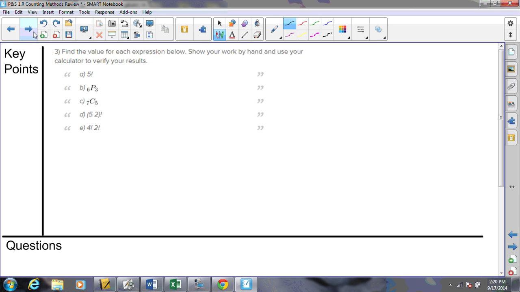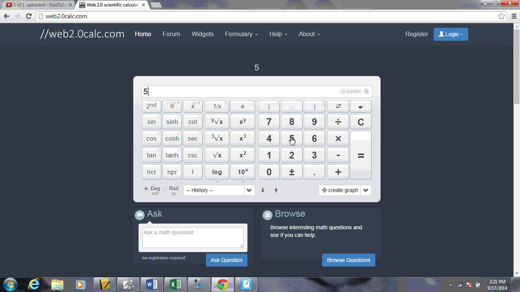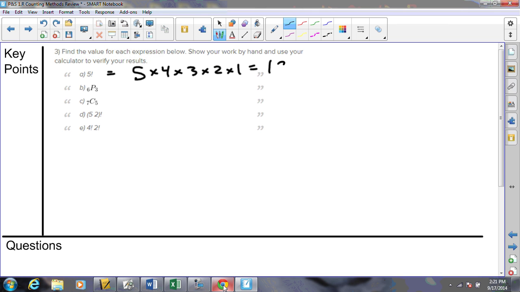Our third question. Find the value for each expression below, show your work by hand, and use a calculator to verify your results. So, 5 factorial. How do you do 5 factorial? 5, 4, 3, 2, 1. And when we multiply all those things out, we can verify this with a calculator. 5 factorial equals, we got 120.